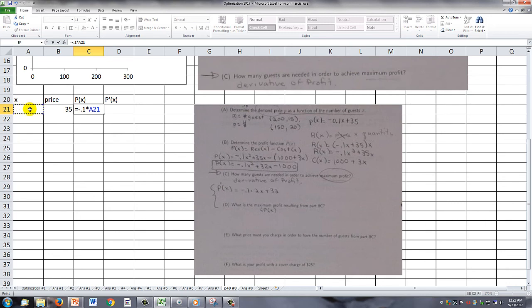So that's negative 0.1x squared plus 32 times x minus 1,000. That's my profit function. My derivative of my profit function is negative 0.1 times 2 times x plus 32. And so now I just have to figure out some good x values, and x is number of guests, and you have a hint here that sometimes there's 200, sometimes there are 150. So I'm going to count by 50s to start and go to like 300.